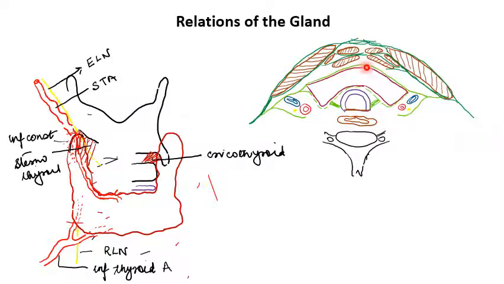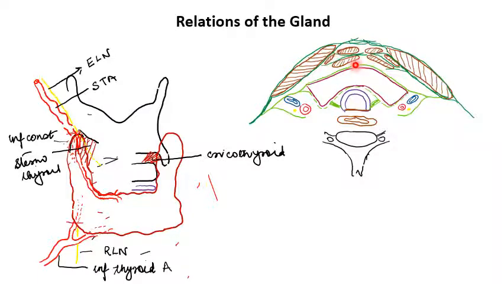The isthmus, on the other hand, anteriorly is related to the muscles of the muscular triangle, the skin, the superficial fascia, the sternocleidomastoid. The posterior surface is related to the trachea, right? Sorry, it is related to the trachea, only the tracheal rings, not the larynx. Only the second, the third, and the fourth tracheal rings, because the isthmus is present only in front of the second, the third, and the fourth tracheal rings.